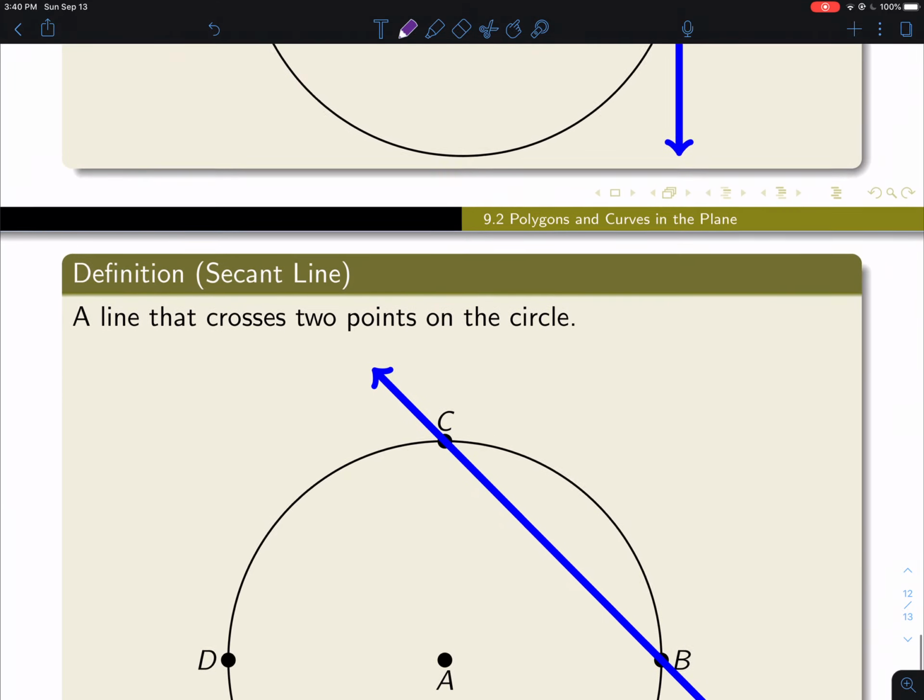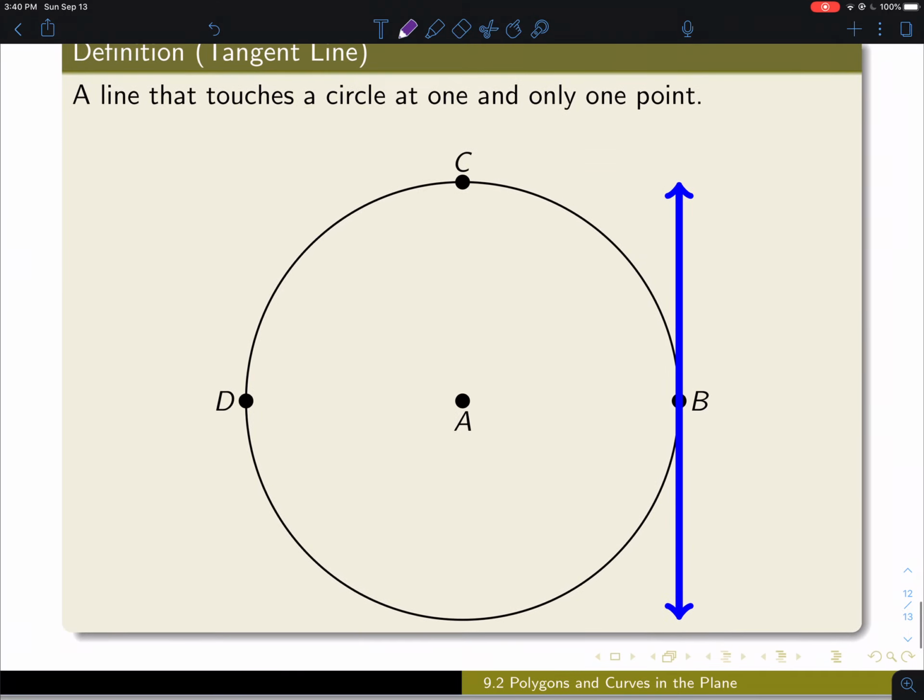And then finally, almost finally, a tangent line is a line that touches the circle at one and only one point. In this case, I made the line kind of fat so you could see. It just touches the circle at B. It never crosses the circle at any other point.